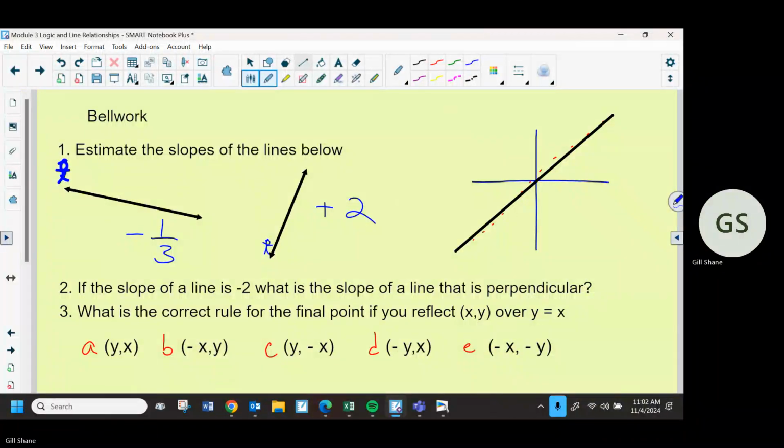Thank you. All right, so -2 is the slope of the original line.